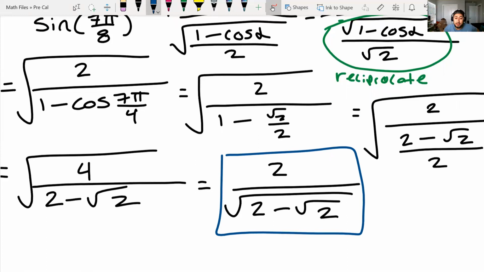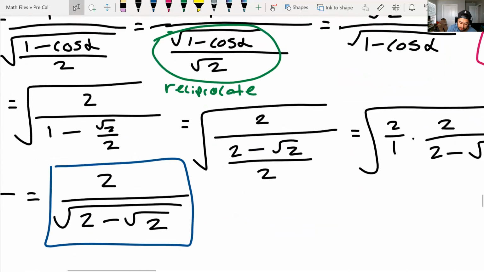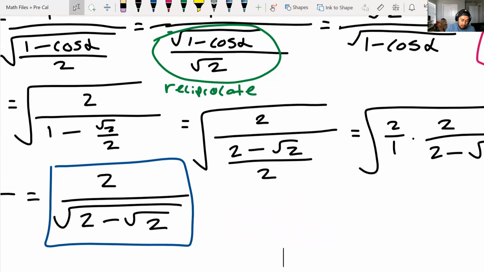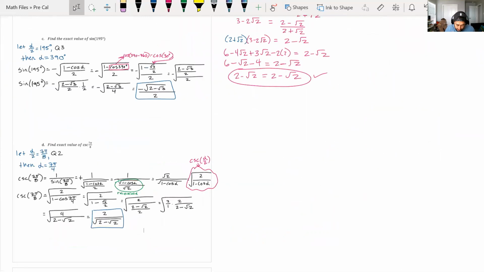Sure, if you want to try and rationalize it, have fun. But I believe we can leave our answer as this. If you did try to rationalize it, I think you would have to multiply by the conjugate, square root 2 plus square root 2 over square root 2 plus square root 2. Maybe it gets rid of the radical. Not bad. All right, so that's how we handle those types of problems.